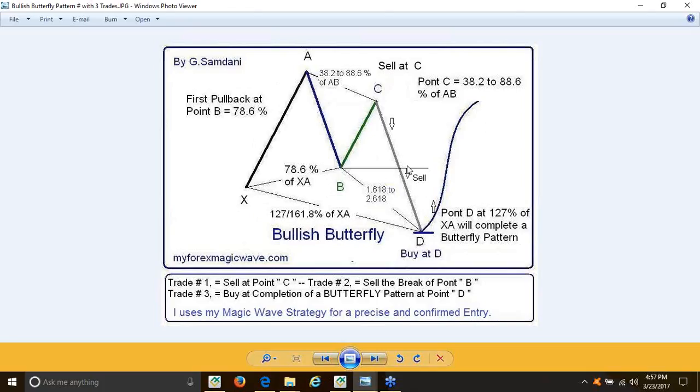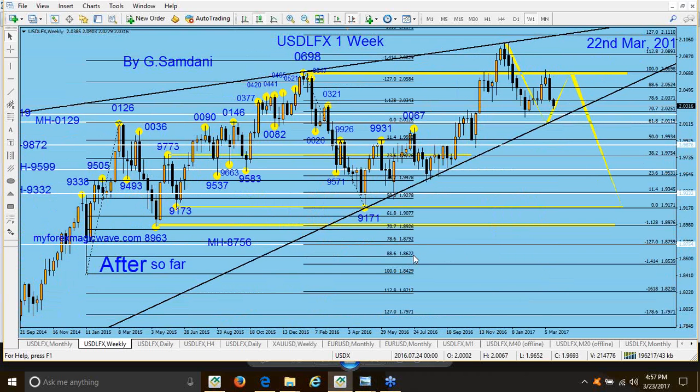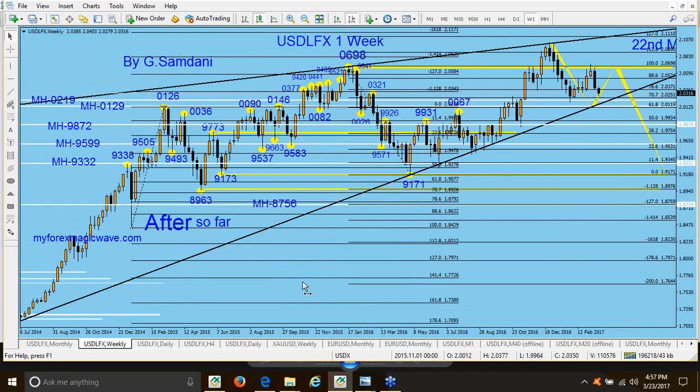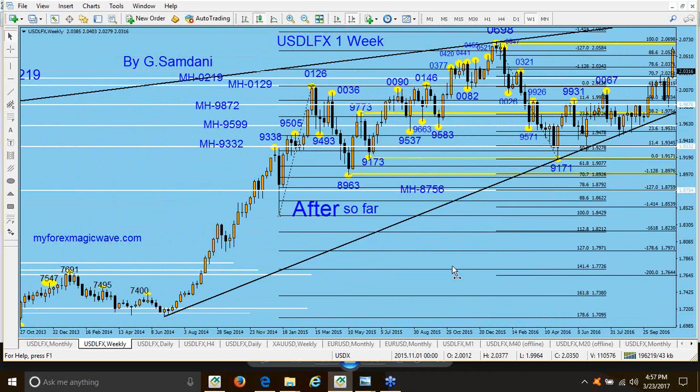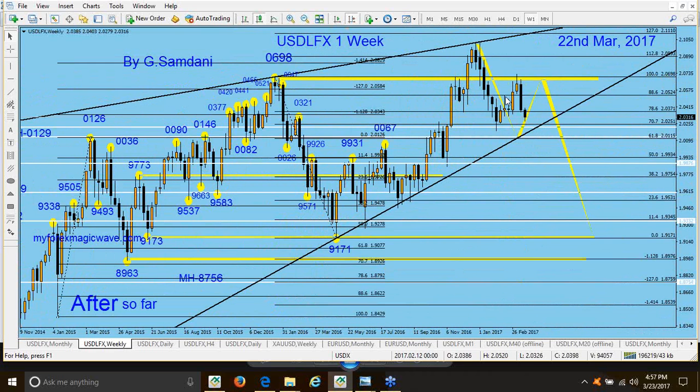For 100%, AB is equal to CD. It could be just 100% or 1.27 or 1.618, like here it says. Then you use the other tool. For example, let me go and quickly, for example, this one, let's say, what's happening right now.